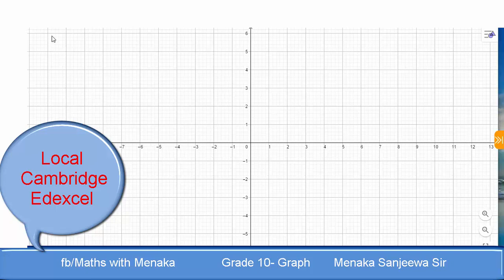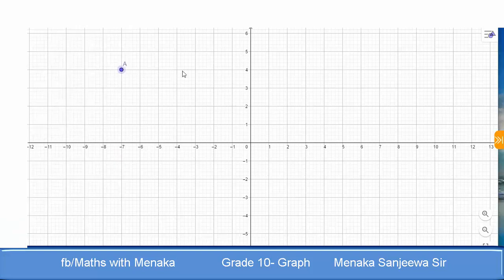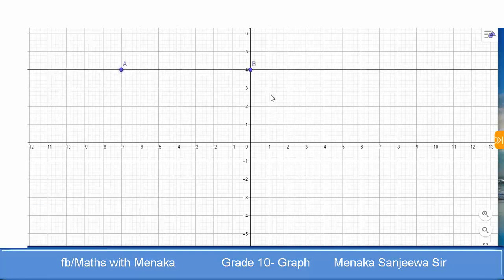Now, first we will see how to find the equation of the parallel lines. Okay, there's a line like this. Then parallel lines are very easy. Now you can see, this line is going through 4 on the y-axis. This is the y-axis, and this is the x-axis. So what is the equation? It is going through 4 on the y-axis, so it is y equals 4.